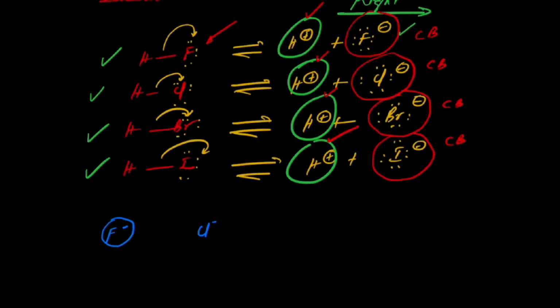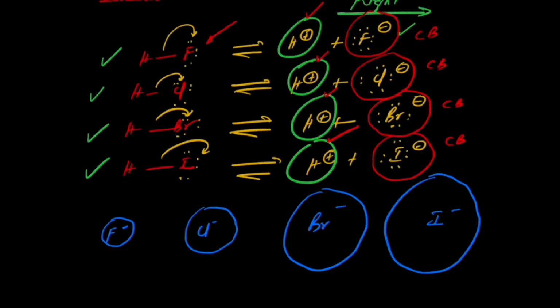Cl minus is something like this. It is a little bit bigger. Br minus is much larger, and I minus is the largest. The thing is, every one of them has -1 charge. The charges are equal everywhere, but the charge is dispersed in a larger volume in the case of I minus, and the charge is very concentrated, in the smaller volume, in the case of F minus.